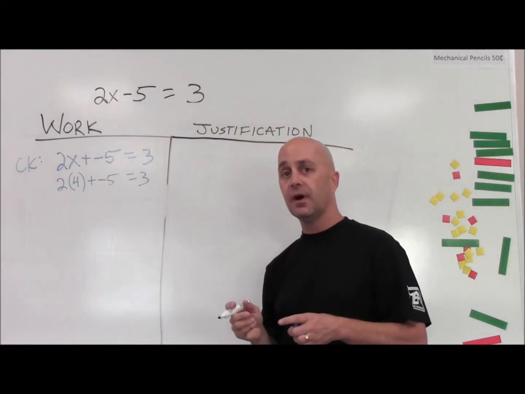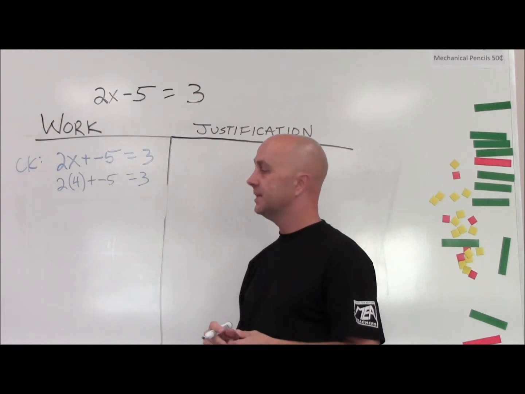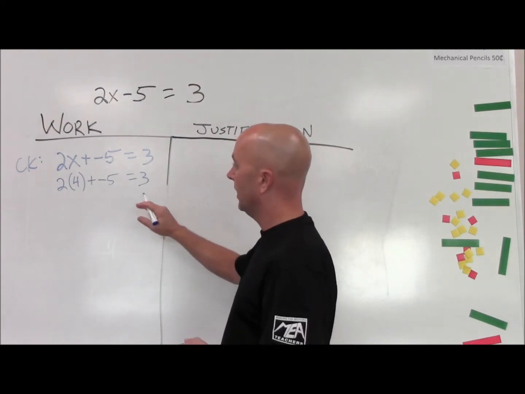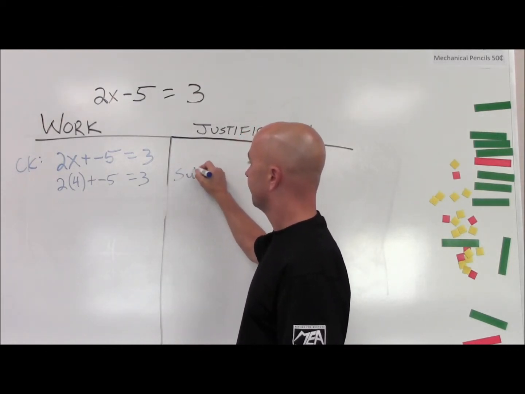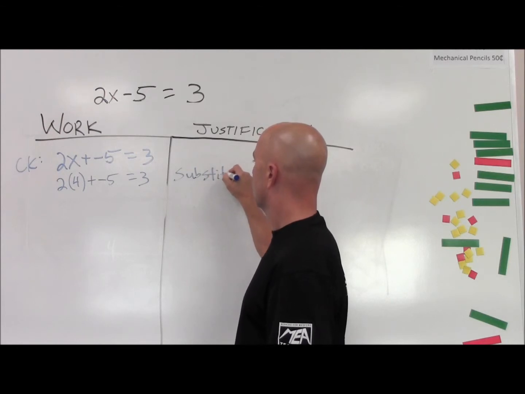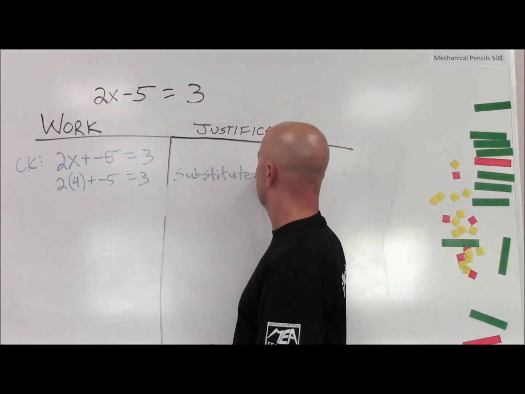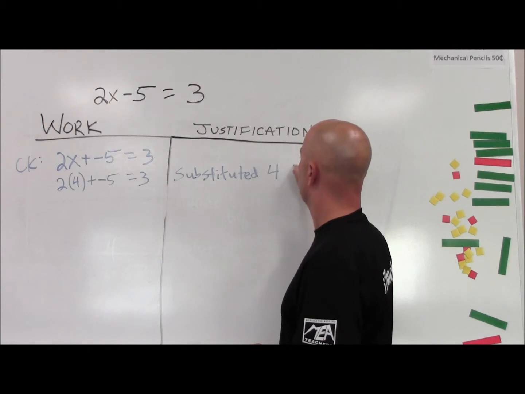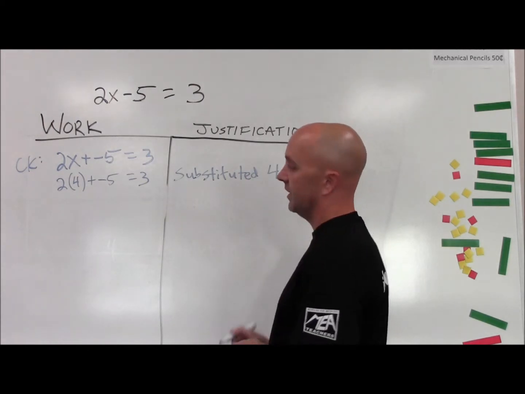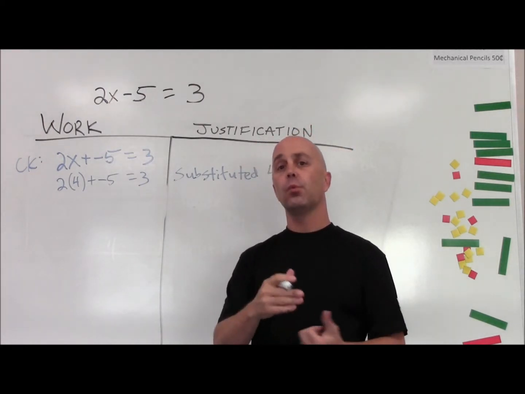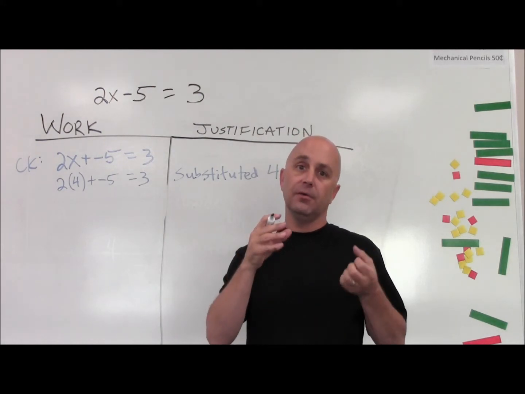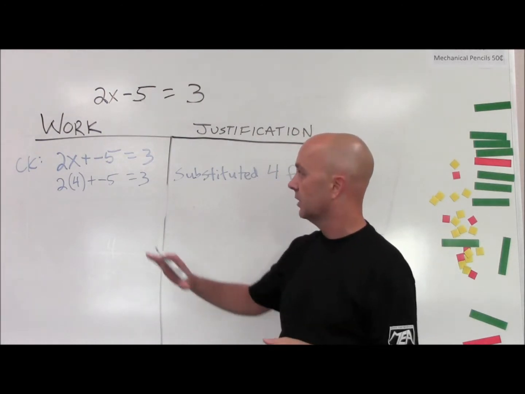Now if I'm justifying, I want to say why I did that step. And my step, what I did there was I substituted 4 for x. And that's important. If there's more than one x in the problem, you've got to put 4 in for every x, but in this case there's only one.